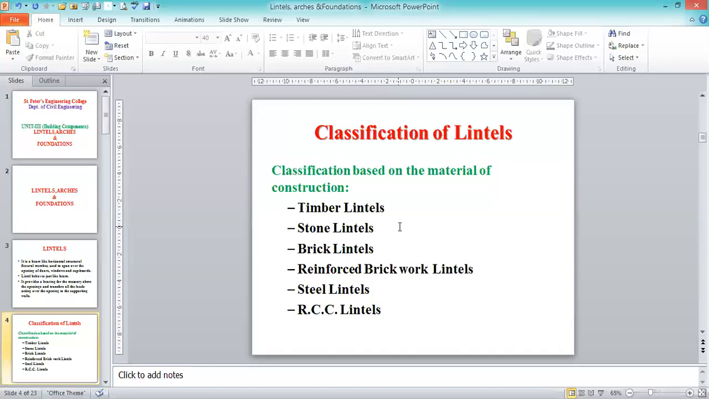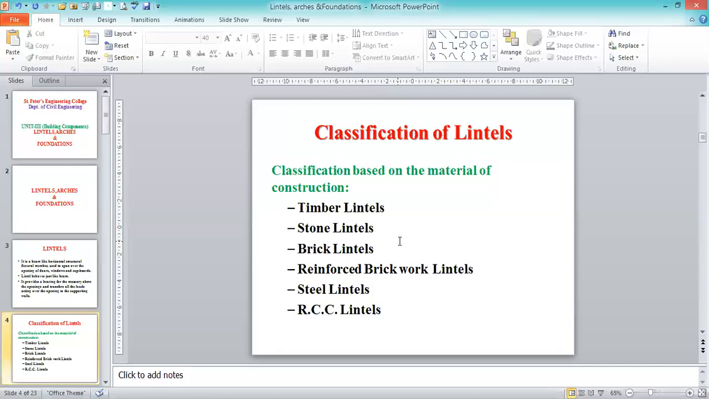Another factor to be considered is that it is cheap and available in abundance. We can go for timber. Then the stone lintel is called the heavy lintel, and it is costlier when compared to the reinforced cement concrete lintel.